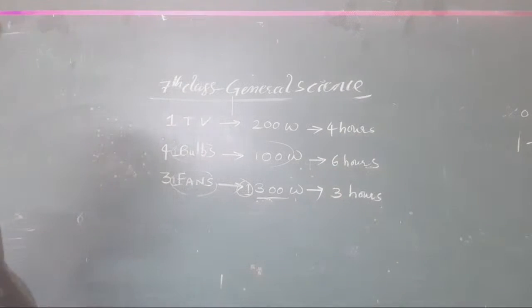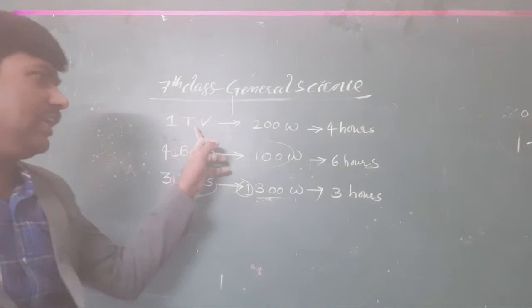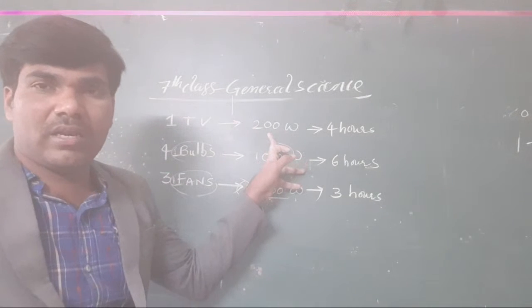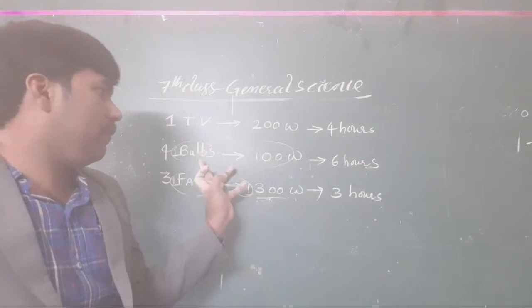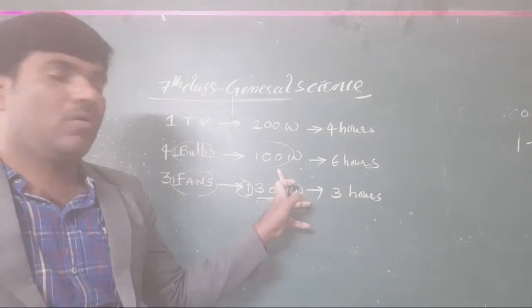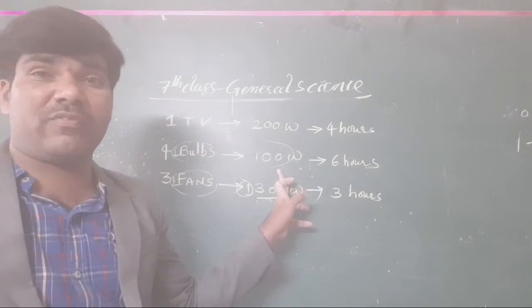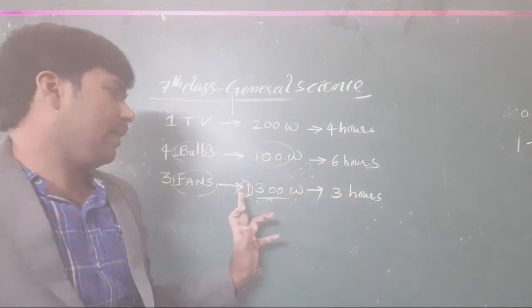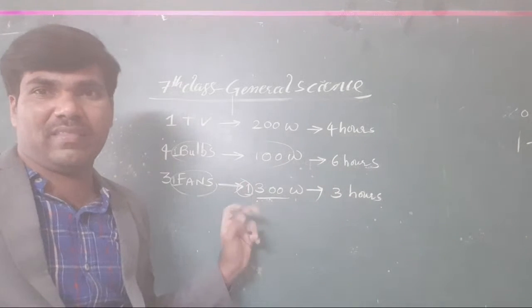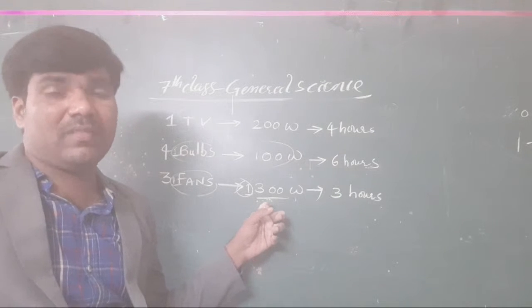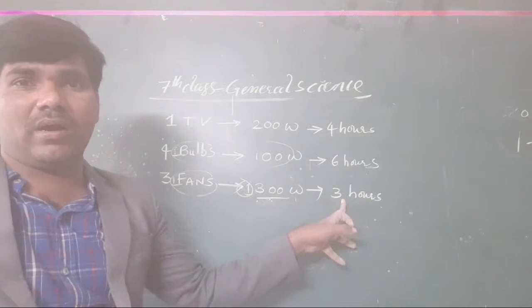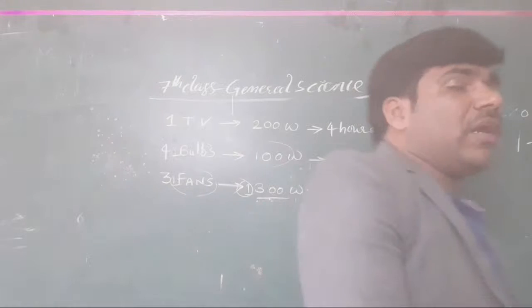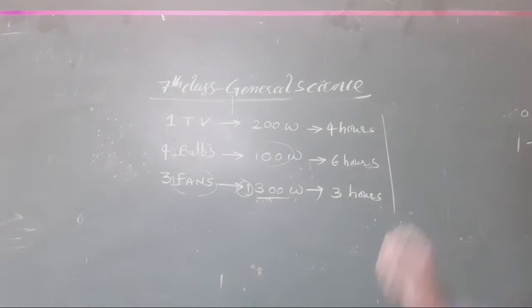Clear or not all the students? I hope you got it. One TV is there. The TV requires 200 watts and it works for 4 hours. The bulb works for 100 watts only, but it works for 6 hours a day. And there is one fan. The fan works for 300 watts and it will be made to work for 3 hours. Okay, now tell me, how many watts are required per day for all these things?